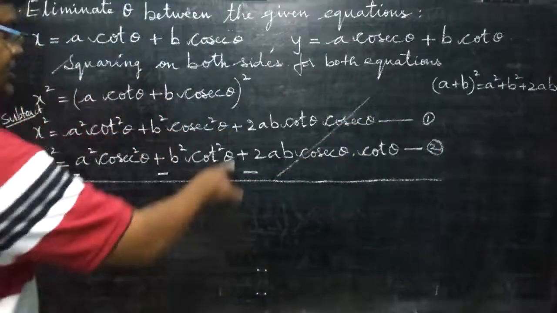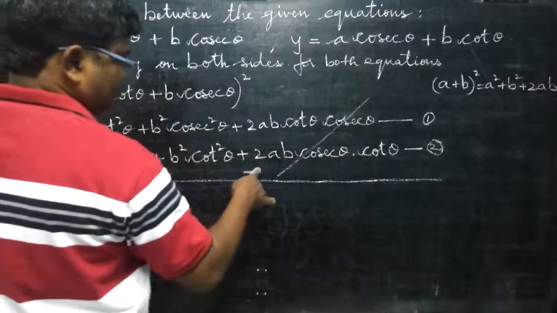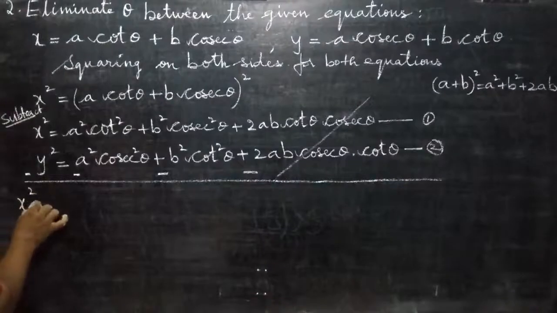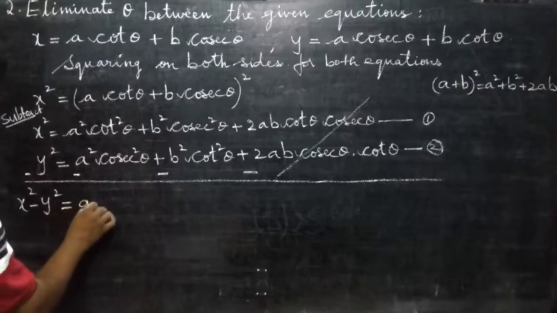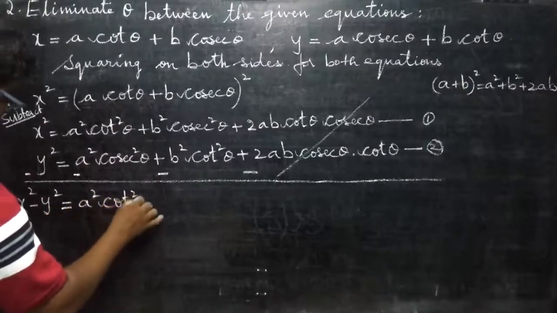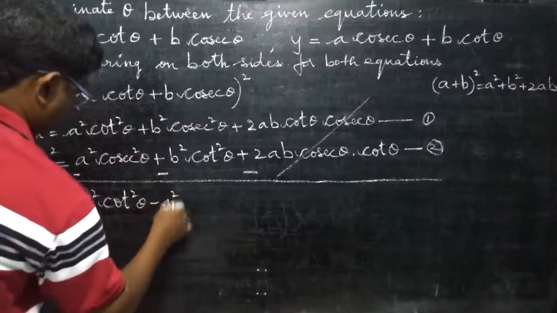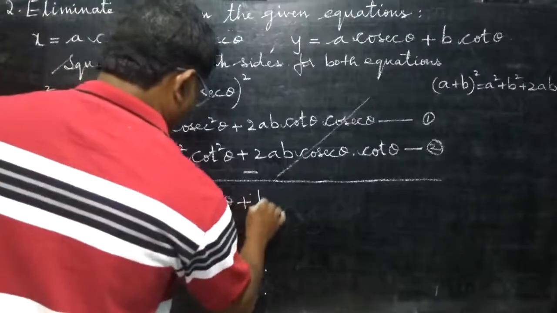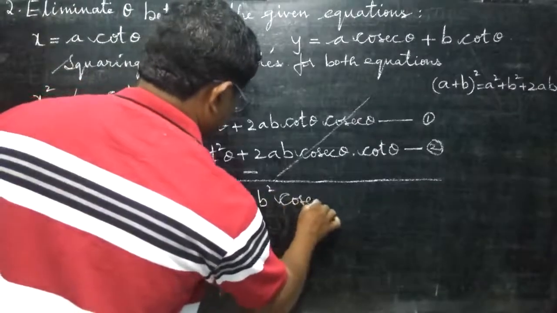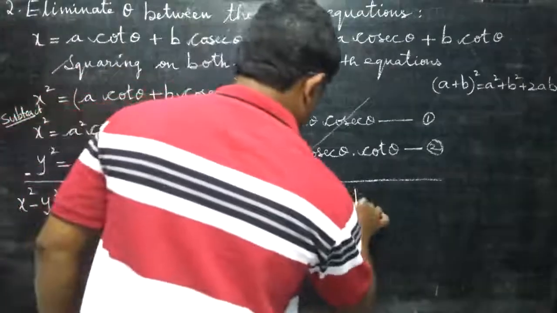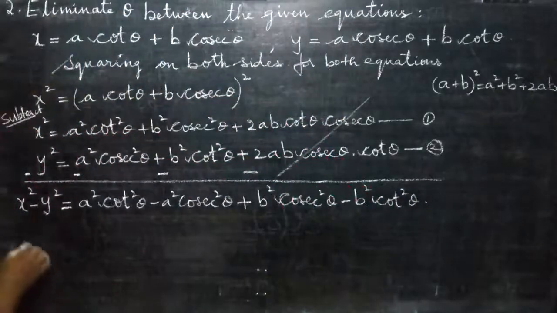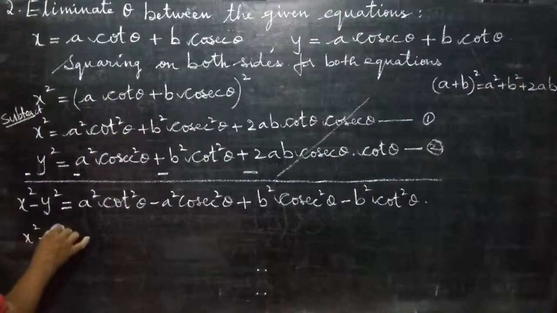Both get cancelled, because this is plus 2ab cot theta cosec theta, minus 2ab cosec theta cot theta. Here x square minus y square is equal to a square cot square theta minus a square cosec square theta plus b square cosec square theta minus b square cot square theta. You understood why we are doing squaring now. Now x square minus y square as it is.